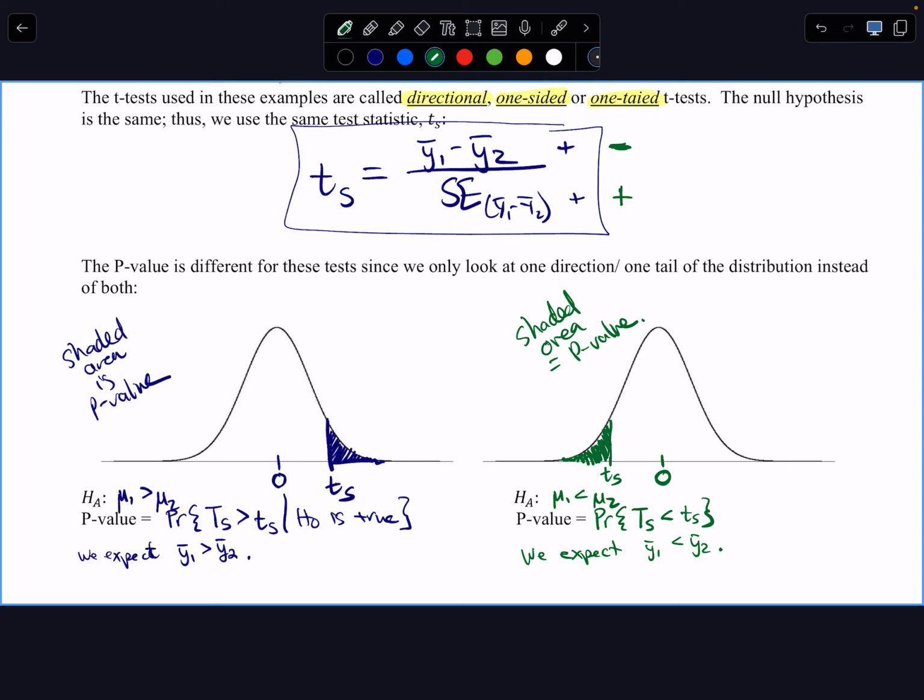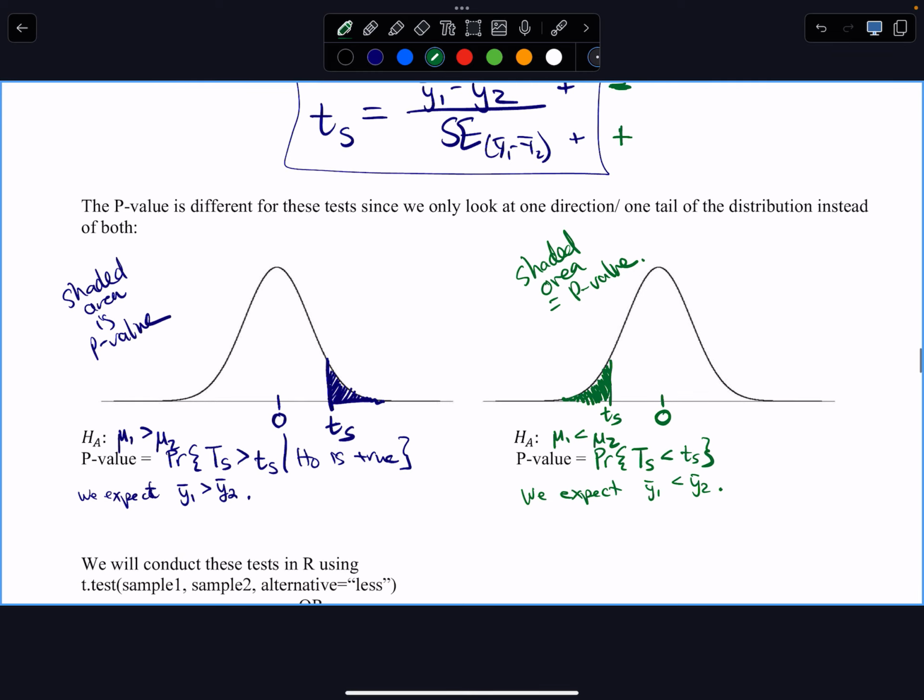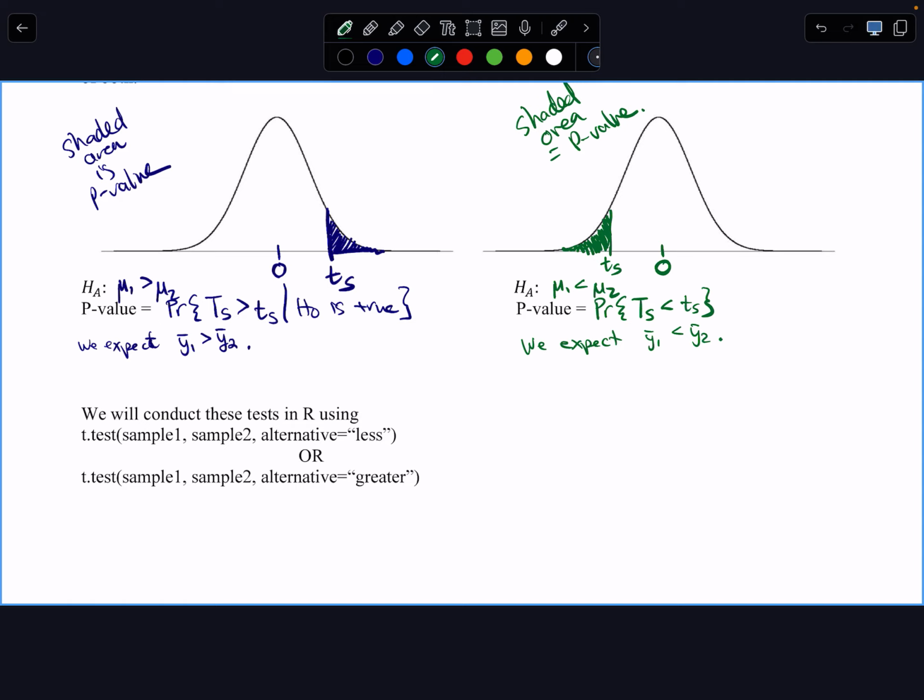Now, sometimes people get a little nervous with that less than and that greater than and shading to the left and to the right, because they get nervous about the size of the p-value. So I'm going to skip over this. We're going to do this stuff in R, and I'll come back to this.